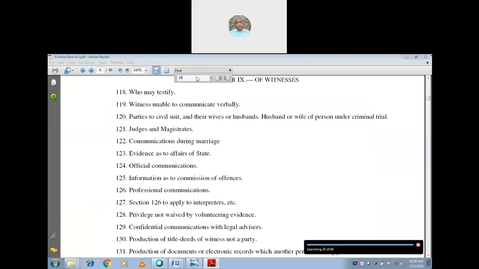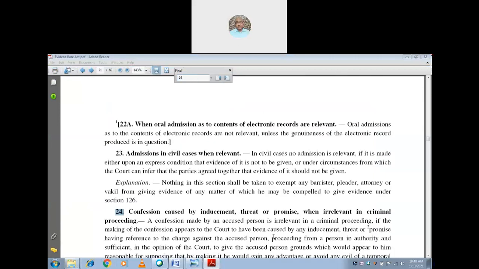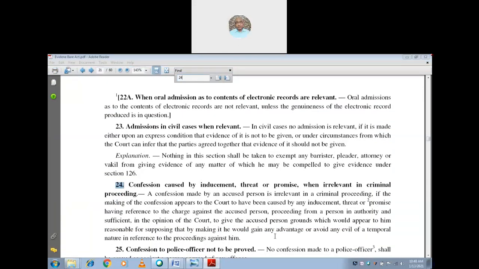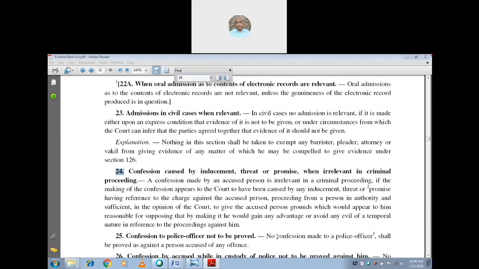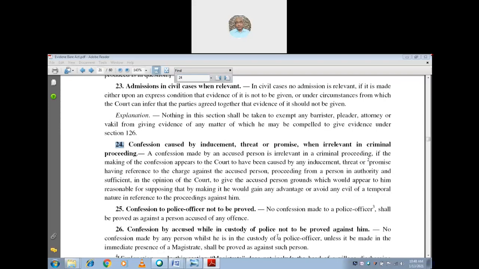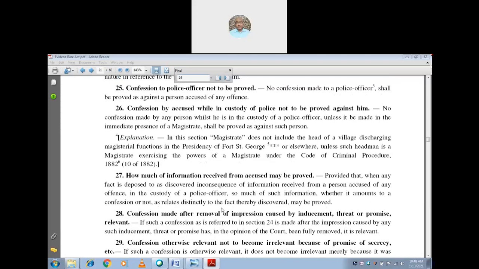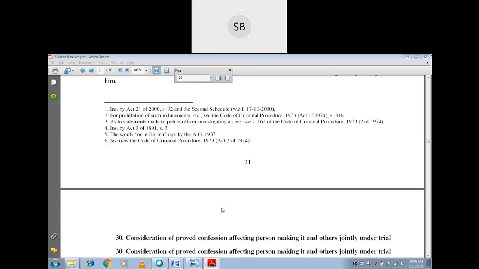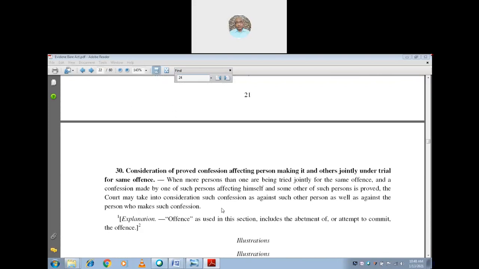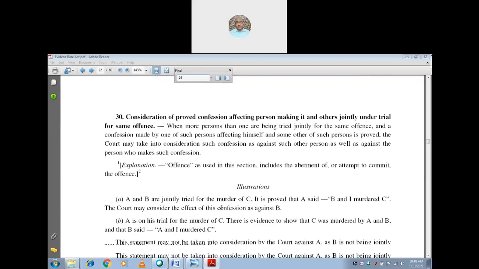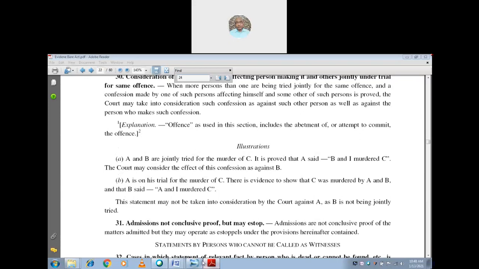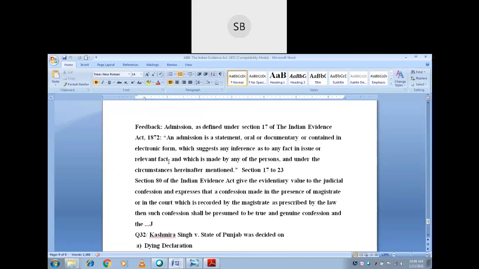Yes, confessions. You are right. Confession caused by inducement, threat or promise is irrelevant in criminal proceedings. So a confession made by an accused person is irrelevant in a criminal proceeding if the making of the confession appears to the court to have been caused by inducement. Yes, the correct answer is 24 to 30. Section 30, consideration of proved confession. Yes, 24 to 30. Okay, then I will make the correction for this one.